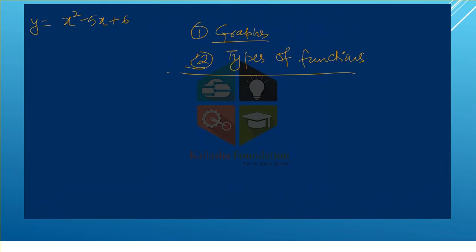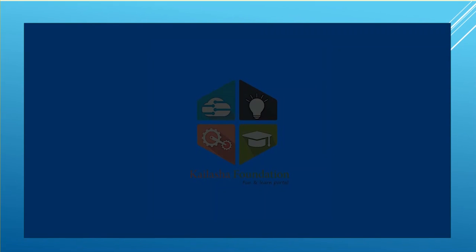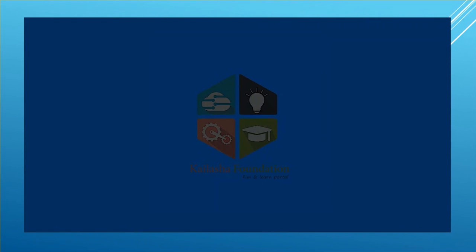So how do we make graphs from functions? How do we draw a graph of a particular given function? For example, let's say we have y is equal to x square.